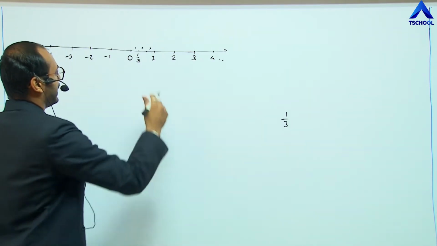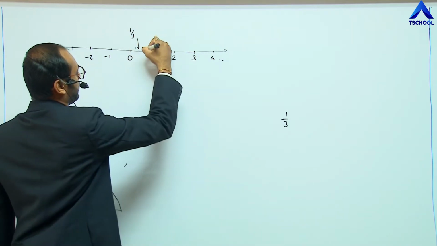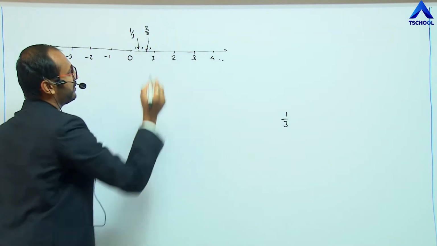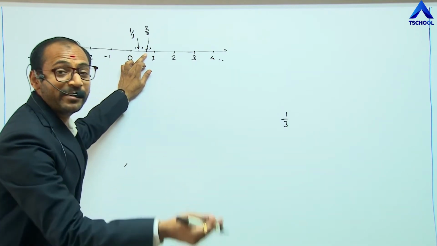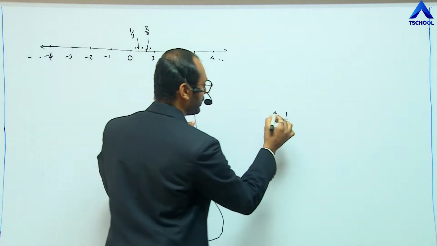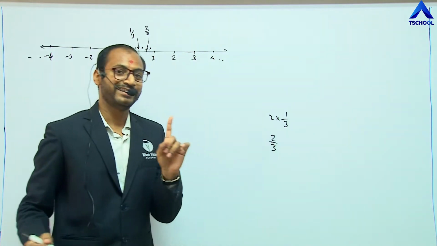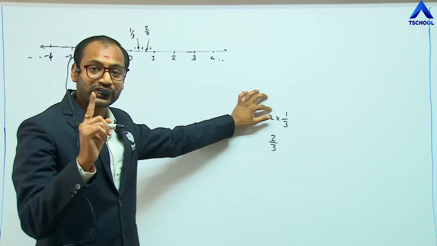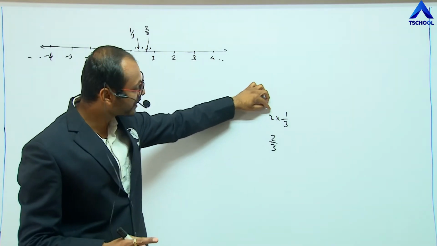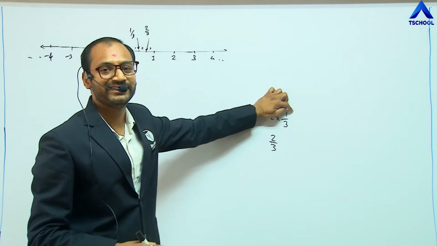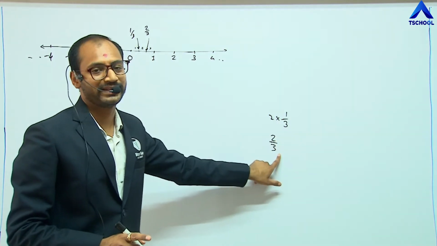Then the second part is 2 upon 3, because this point is at double the distance. That means 2 times 1 upon 3. We can write it like this: 2 times 1 upon 3, that means 2 upon 3. This is not a mixed fraction. This is the multiplication of 2 and 1 upon 3. You should remember this. So 2 into 1 by 3 is 2 by 3.